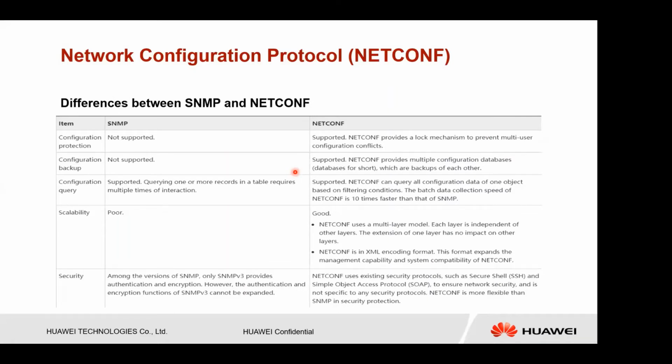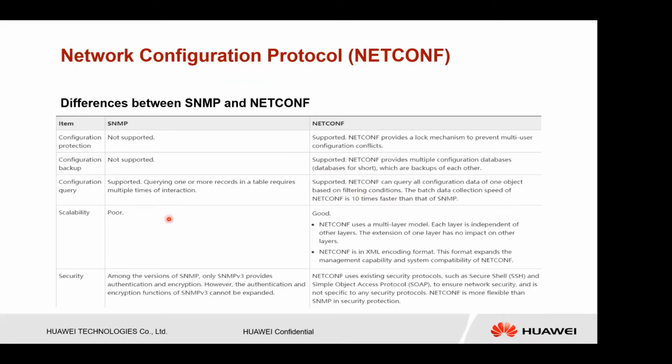In this table here are the differences between SNMP and NETCONF. The first one is configuration protection. SNMP does not support it, while NETCONF supports it because NETCONF provides a lock mechanism to prevent multi-user configuration conflict. For configuration backup, SNMP does not support it, but NETCONF does. So whenever you configure NETCONF to communicate with the NMS, you can use the feature to back up the configuration. For configuration query, SNMP supports it, and NETCONF also supports it.